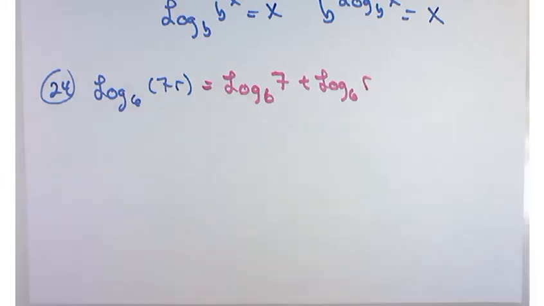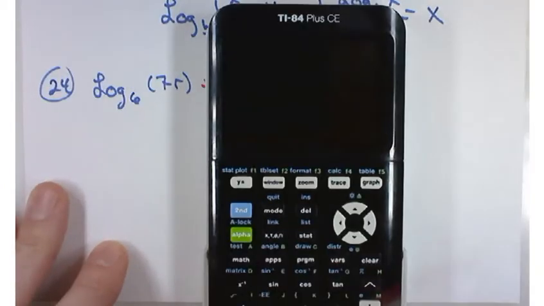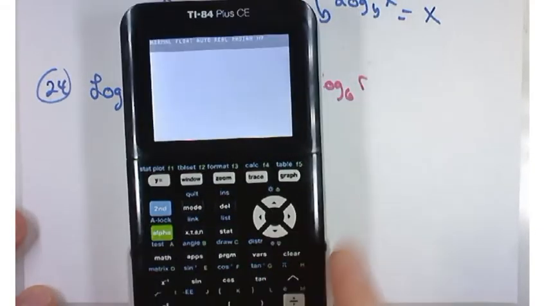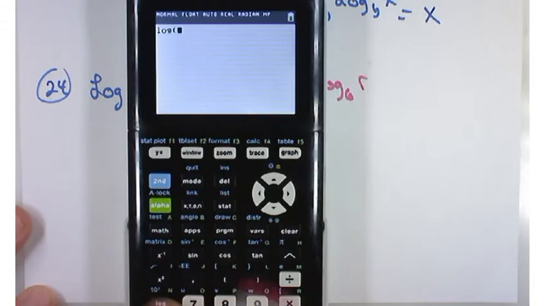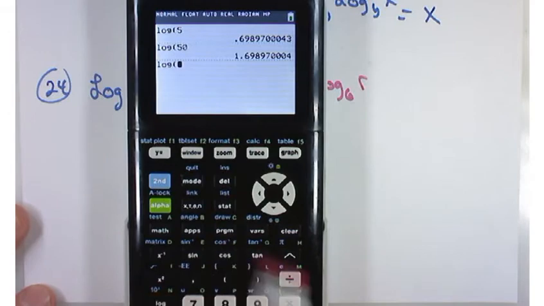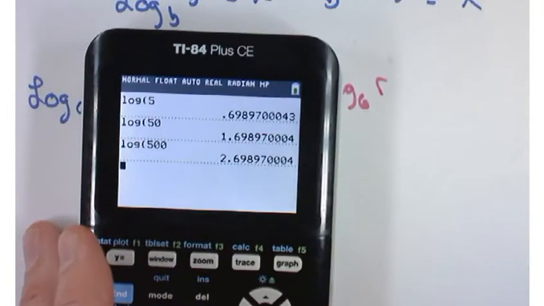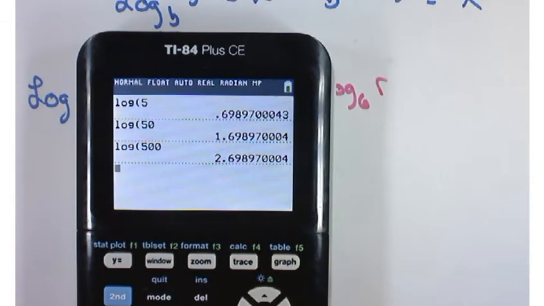You can kind of see some of that in action if you did the following. If you started out with log of 5, and then did log of 50, and then log of 500, are you starting to see a pattern? Can anyone make a prediction as to the log of 5,000? Yeah, 3.69, etc.